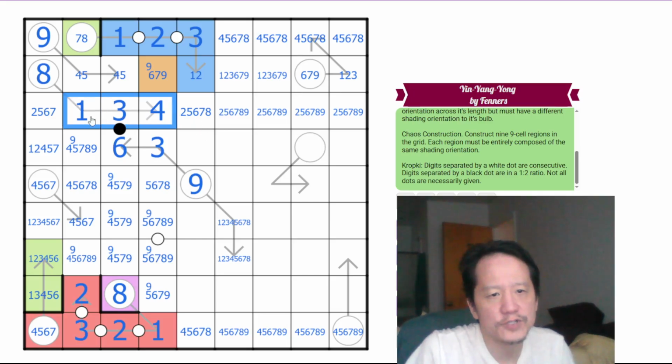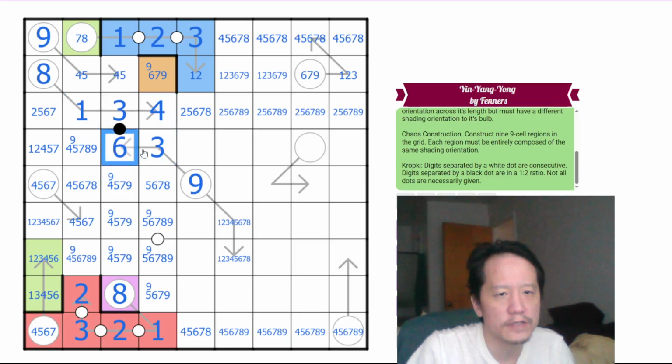These must be different shadings also. Okay, so yeah, we know there's no 2x2 region which has the same shading. These cannot be the same shading because that would be a 2x2 area which has the same shading. So these are different regions also.